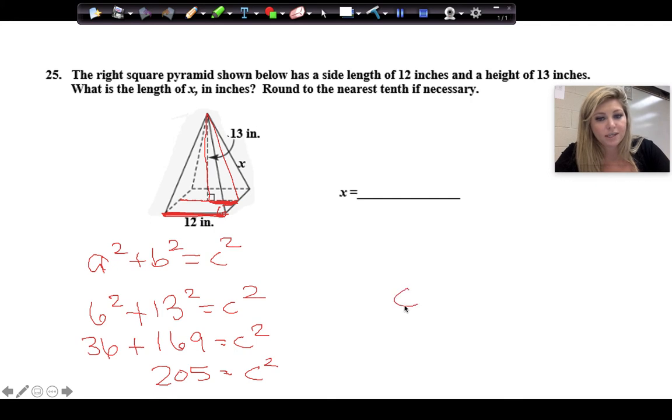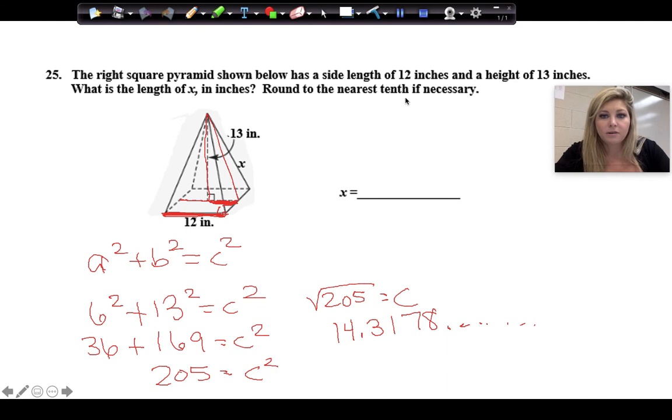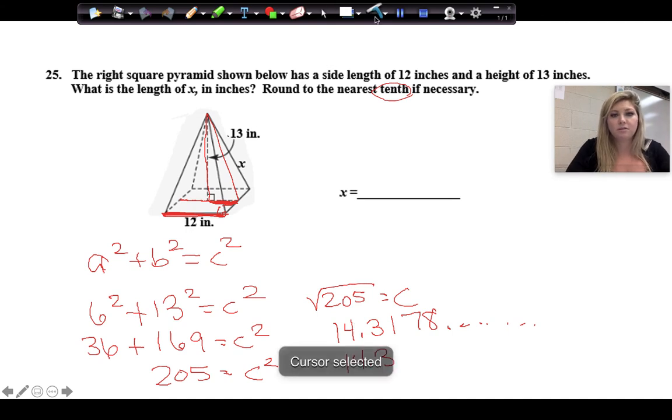So to find out what c is equal to, we need to take the square root of 205. So you can just press the square root button in your calculator. And again, you are going to have to round it. Okay, it says round to the nearest tenth if necessary. So that would be 14 and 3 tenths. And we're talking inches here, so it would be in inches.